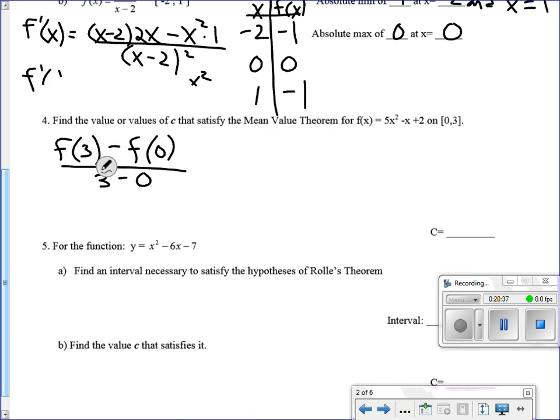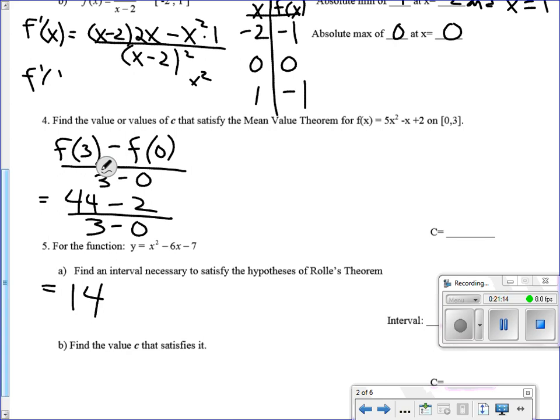To get f of 3, I plug 3 into my function, so 5 times 3 squared, 5 times 9 is 45, minus 3, that's 42, plus 2 would be 44. So this would be f of 3, 44, minus f of 0 would be 2, over 3 minus 0. So the average rate of change, the slope of the secant, is equal to 42 over 3, which equals 14. Let's put that here for now.